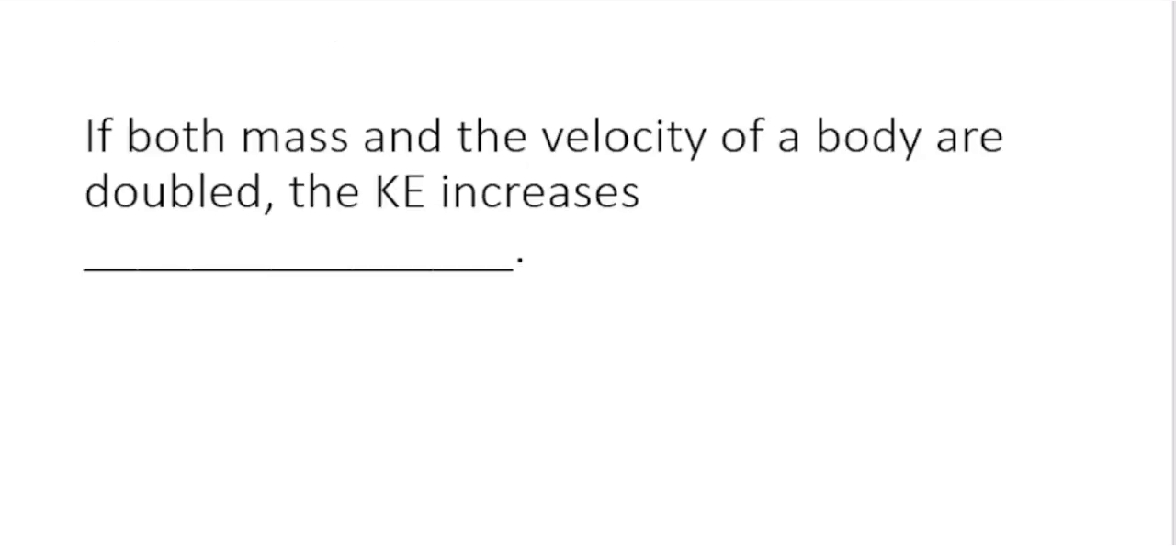If both mass and the velocity of a body are doubled, kinetic energy increases... We know when mass is doubled, kinetic energy also becomes double because they are proportional. But if velocity is doubled, then the kinetic energy becomes 4 times because we have to take the square. So total how many times? 4 into 2, 8 times increase in the kinetic energy.